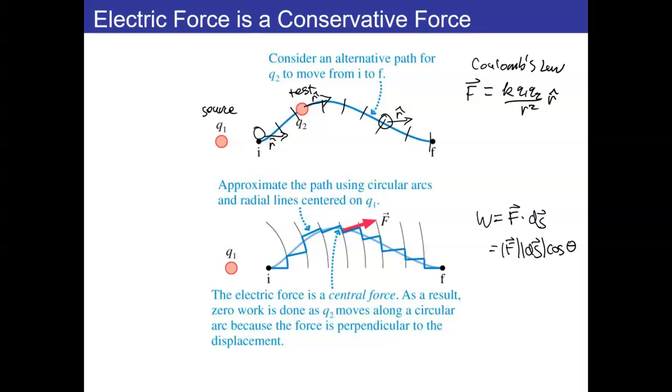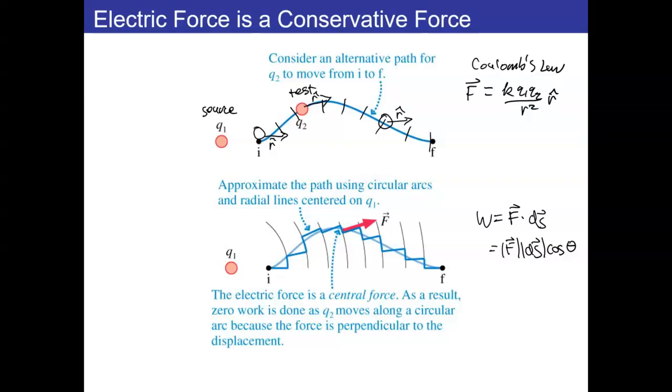Okay, so how am I going to do this? Like I said, I'm going to break this up into some pieces, and I'm going to go even further than that. I'm going to have either two choices when I'm taking these steps. I can either go straight, directed along the line radially away from Q1, or I can go tangent to that.